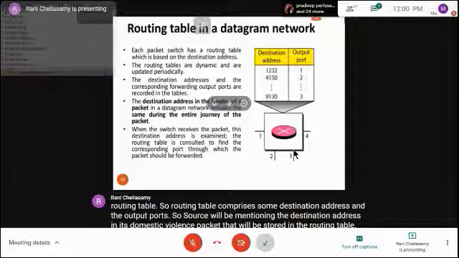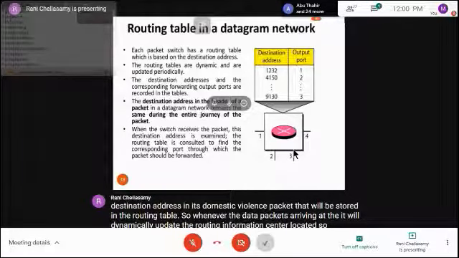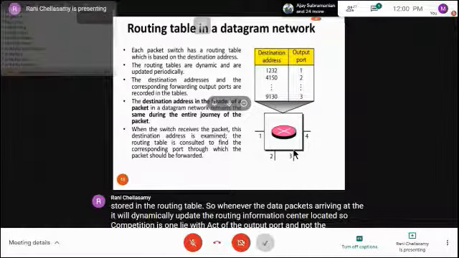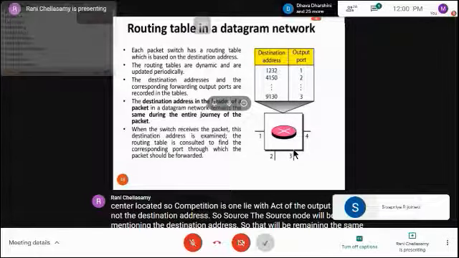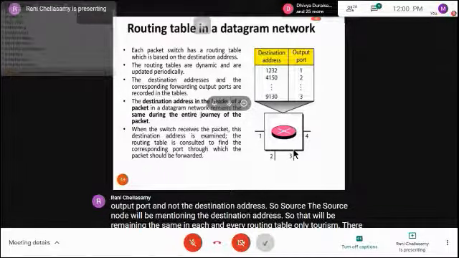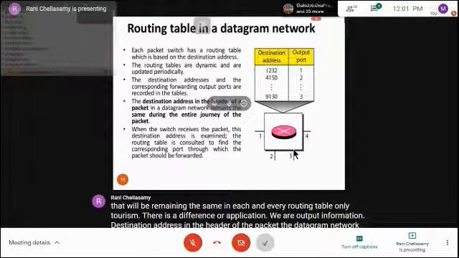The updation is only with respect to the output port and not the destination address. The source node mentions the destination address, so that will remain the same in each and every router's routing table. Only the output port information will differ or be updated. The destination address in the header of the packet in a datagram network remains the same during the entire journey of the packet. That's the thing we have to make a note of in the datagram approach.